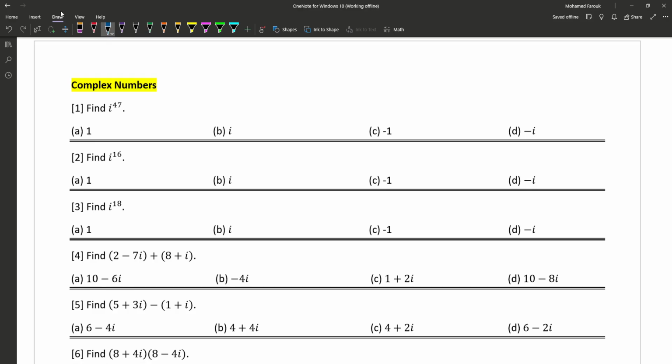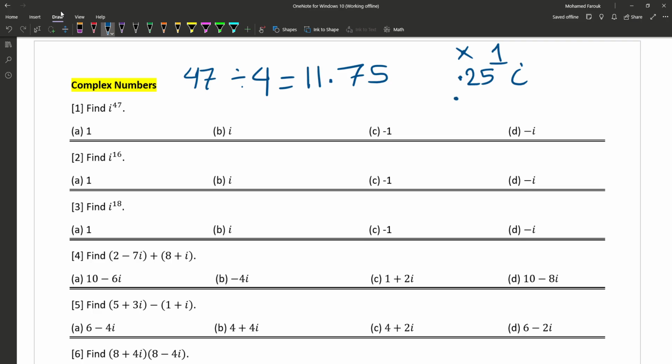All what you need to do is take 47 and divide it by 4, and you will see what the remainder is. This one, it should be 11.75. Remember that if you didn't have any decimal numbers, it's 1. If you have 0.25, it's i. 0.5, it's negative 1. 0.75, it's negative i. Okay, this is what will appear on your calculator. So 0.75, it will be negative i.